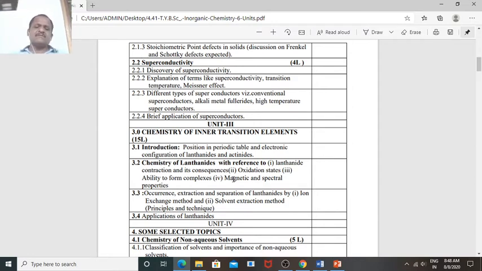So in this topic we want to study the whole unit having only the study of lanthanide elements, so this chapter has very good weightage in examination also. Position of lanthanides in the periodic table, chemistry of lanthanides with respect to lanthanide contraction and its consequences, oxidation state, ability to form complexes, and magnetic and spectral properties, as well as occurrence and separation of some lanthanides by two important techniques.